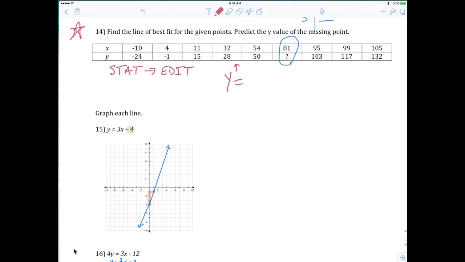So for finding the Y value, what do you do with the question mark? You don't type the 81 in, because it doesn't have a Y that corresponds to the 81. So you have to delete that 81.